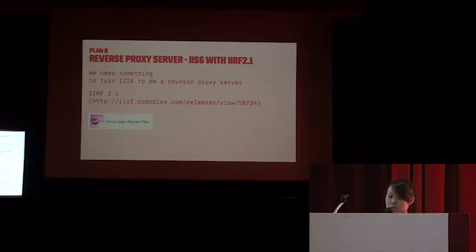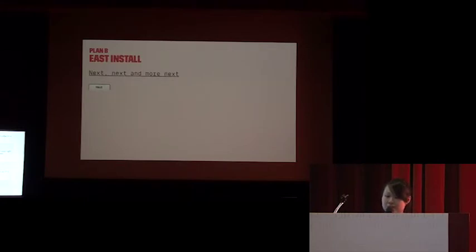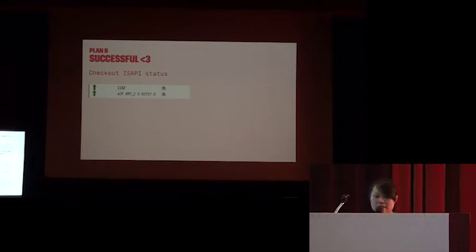We need something to turn IIS 6 into a reverse proxy server. It's IIRF 2.1. We can install it and run it on the IIS server. It's also easy to set up, just click next, next, and more next. And check the IIS ISAPI status. If there are green checks, it means we installed IIRF 2.1 successfully.